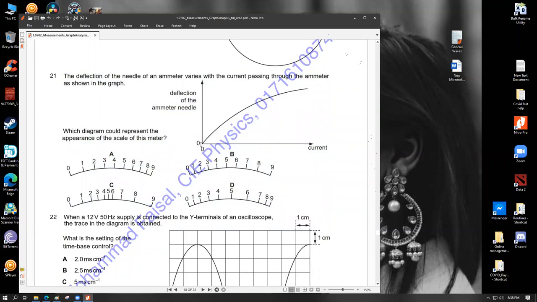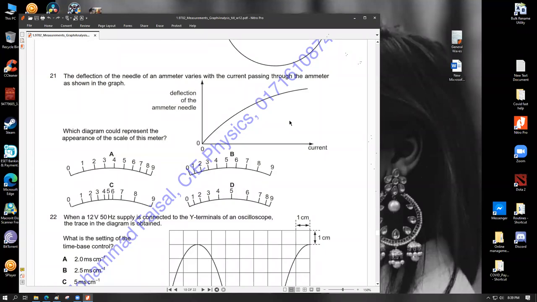But you can see that as the value of the current goes higher, the deflection of the needle slowly increases as well, but the amount of increase decreases. Over here, for a one ampere increase of current from 0 to 1 ampere, the amount of vertical rise is not the same as for the next ampere of increase. Because the graph is slowly losing gradient, the amount of deflection per amount of current is going to be reduced as we go to higher values of current.